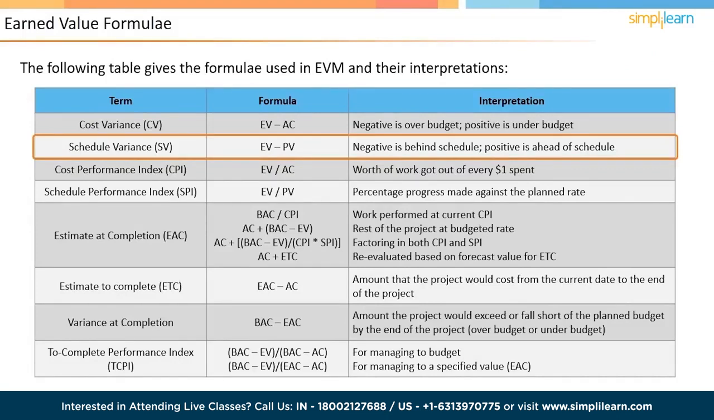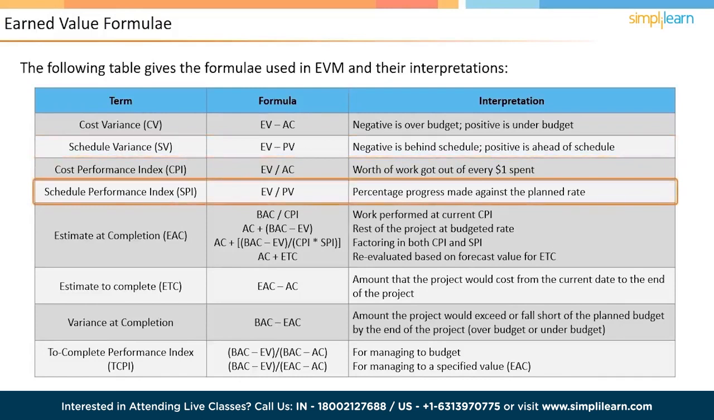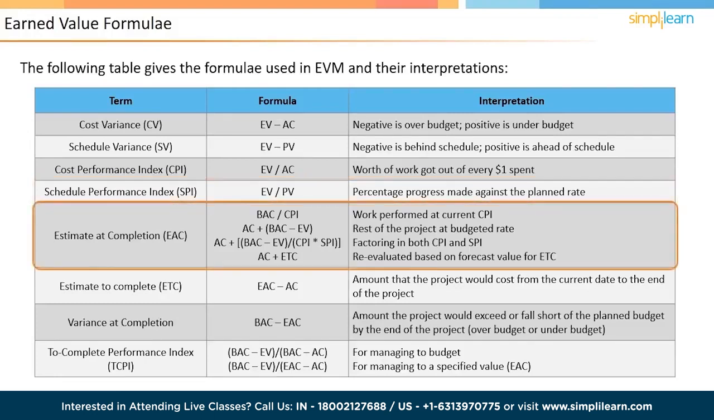The value of the next two parameters, Cost Performance Index, CPI, and Schedule Performance Index, SPI, values vary between 0 and 1. For example, a CPI of 0.8 implies that 80 cents of work is obtained for every dollar spent in the project. Similarly, if SPI is 0.9, it implies that the project is progressing at only 90% of the speed originally planned. The next parameter is Estimate at Completion, or EAC.